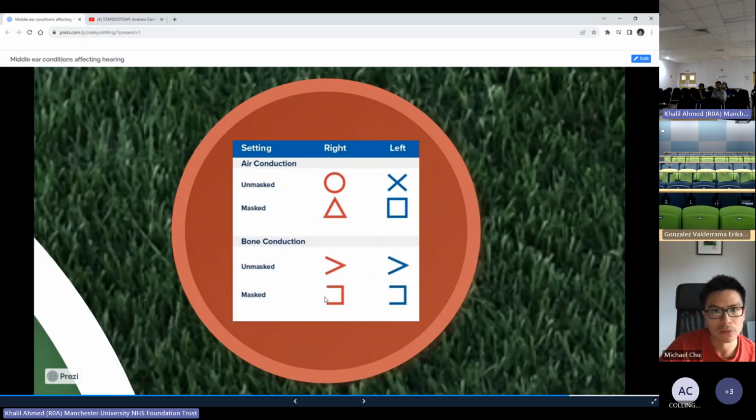So basically, when it's masked, it's a square bracket, and if it's unmasked, it's that. Or in Manchester, they tend to use this for unmasked, as it can apply to both sides, so you don't know which side it applies to. So whenever you see a triangle, you know your bone conduction is unmasked, I would assume, and they only seem to use crosses and circles for air conduction in Manchester.